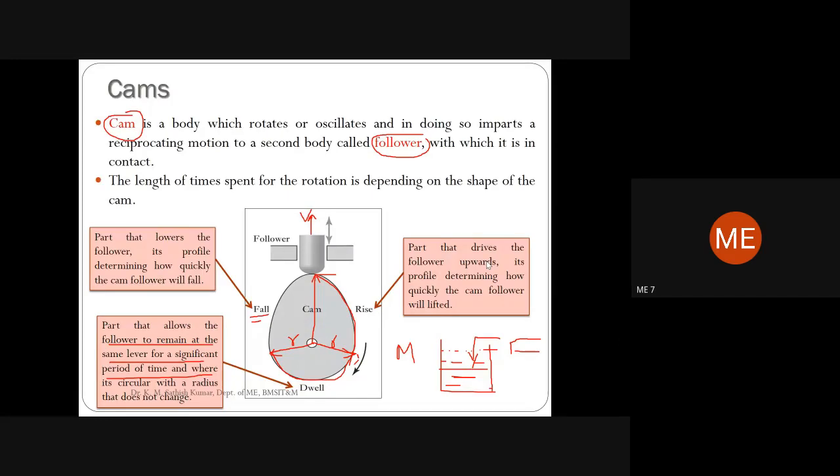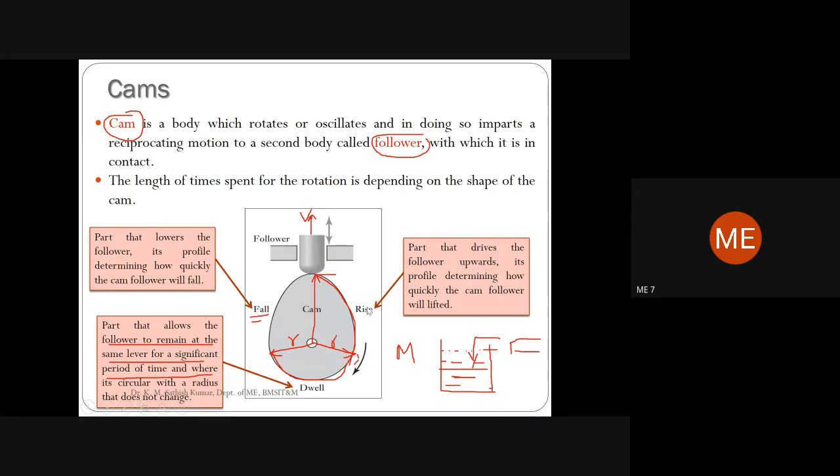Basically, a cam is nothing but what? It is a body which rotates and oscillates, and in doing so imparts a reciprocating motion to a second body called the follower. The cam profile depends upon the amount of movement that you want to impart to the follower. Depending upon that, you have three motions: rise, dwell, and fall.